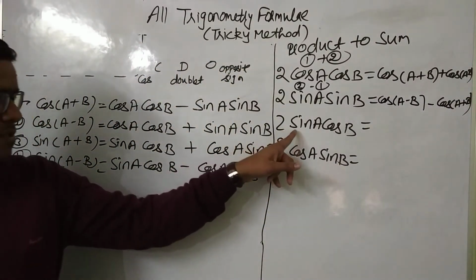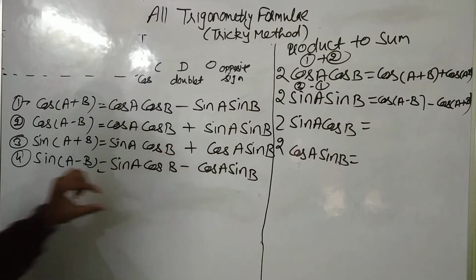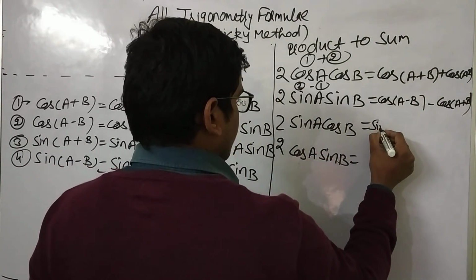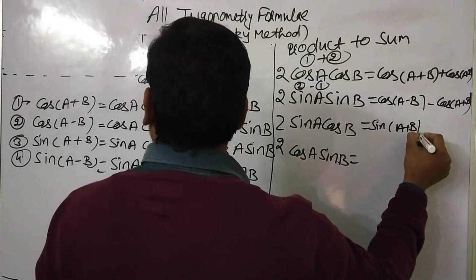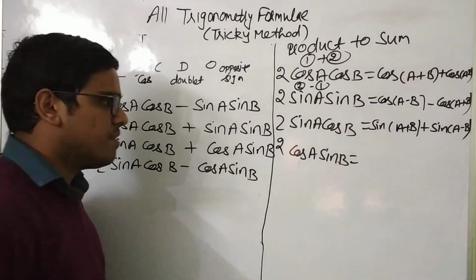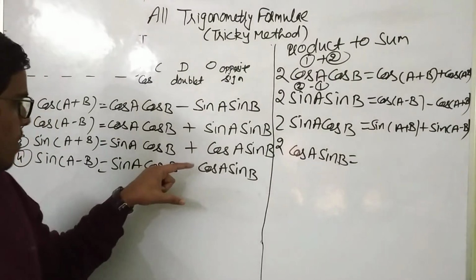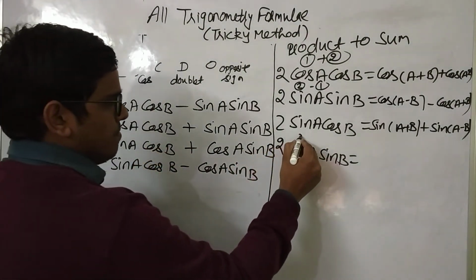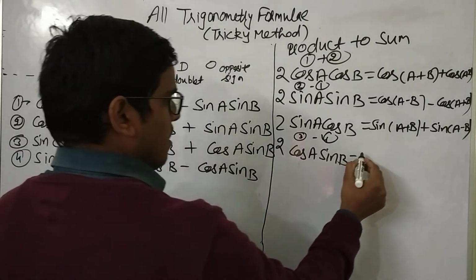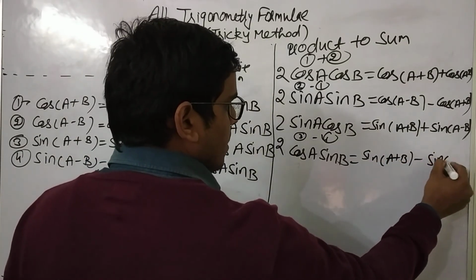Next one, we need twice of sin A cos B. This is your sin A cos B. You just have to add these two. It will cancel out. Addition of these two will be your answer. So sin of A plus B plus sin of A minus B. Next one, we need twice of cos A sin B. Cos A sin B, cos A sin B. It means you have to do 3 minus 4. It will become twice, cancel out, and the answer will be sin of A plus B minus sin of A minus B.